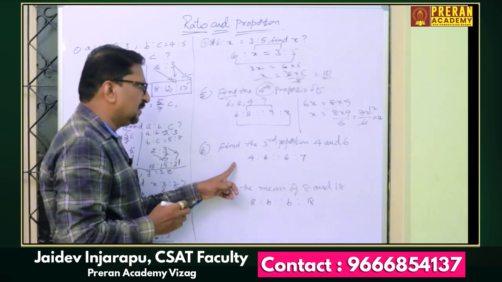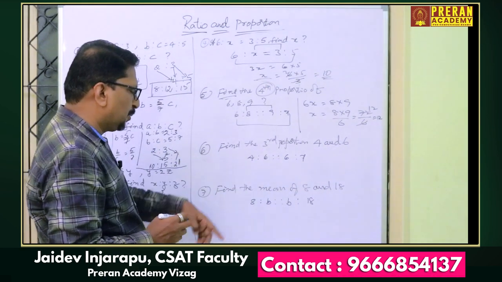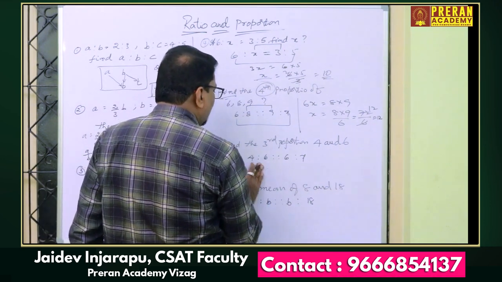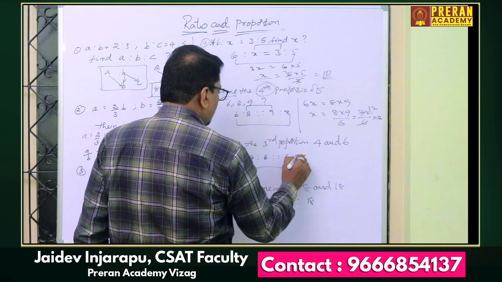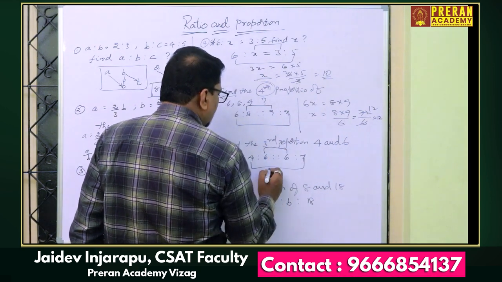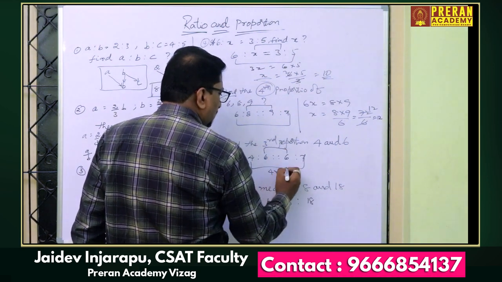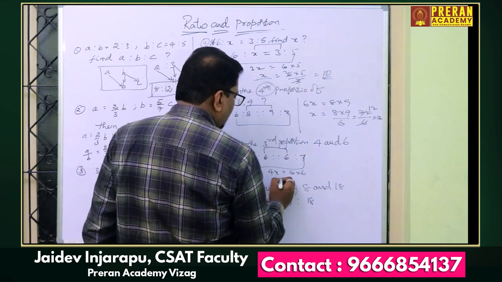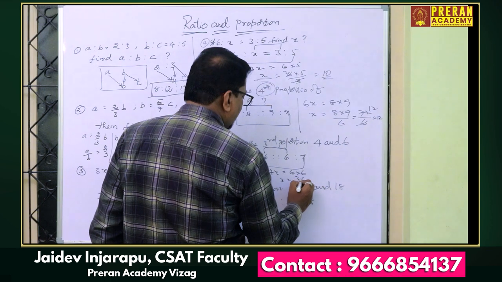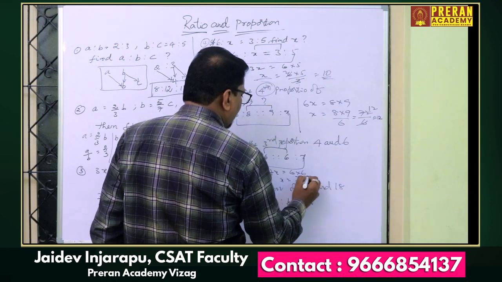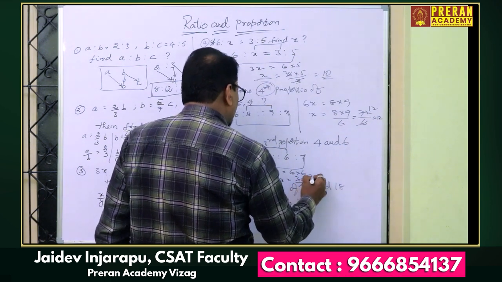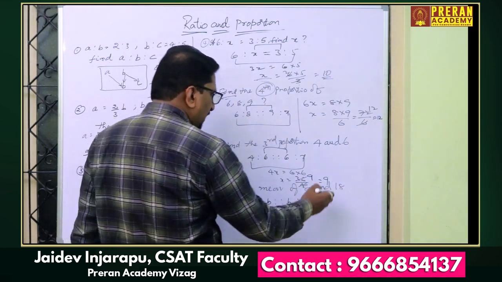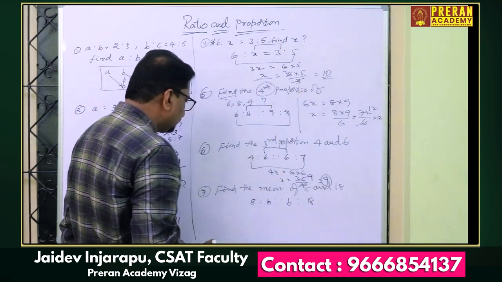Now coming to this one, third proportion. So third proportion means what? 4x, same, you apply the same rule because they are in proportion. So 4x is equal to 6 into 6, x is equal to 36 by 4. 4 ones are 4, 4 nines are 36. So the third proportion value is 9 here.